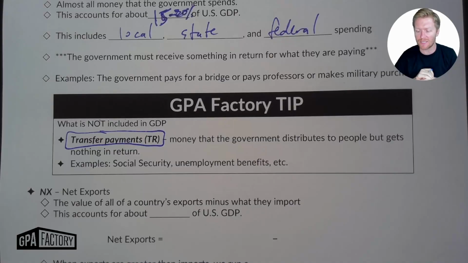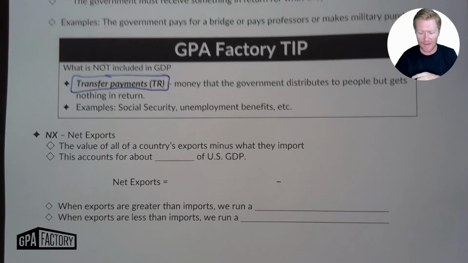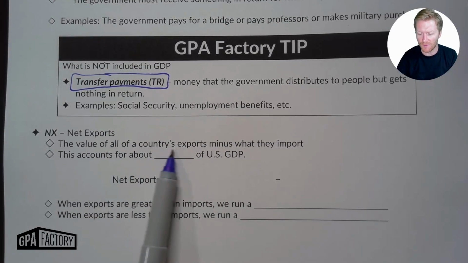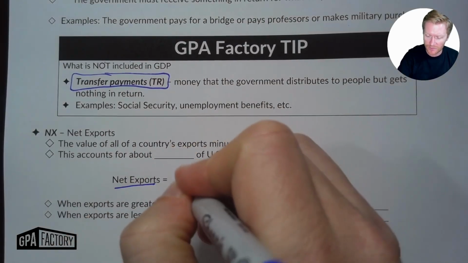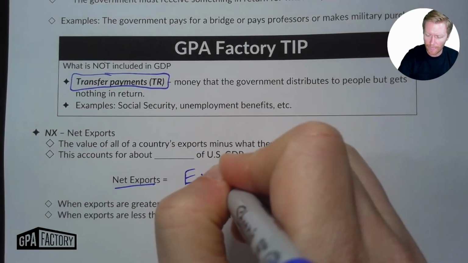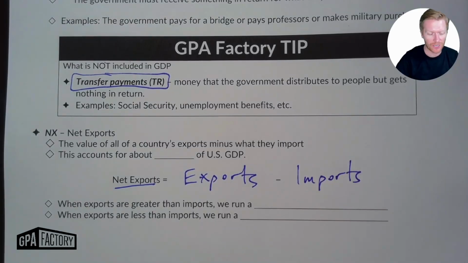Okay, then we get to this component. The last component of breaking down our GDP spending is net exports. So this is going to be the value of all the country's exports minus the value of what they import. So when we say net exports, it's going to be exports minus imports. And really this is like a correction factor.